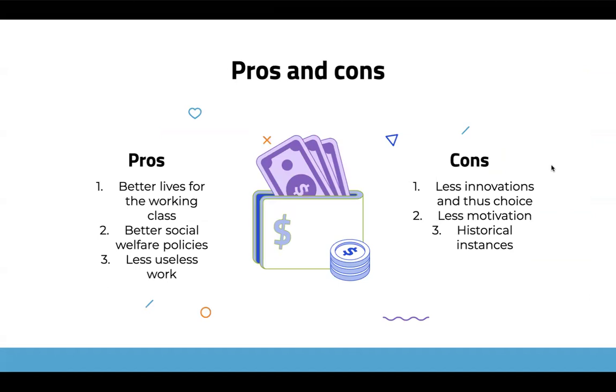And we could look at some pros and cons of this as well, that can and have been used in the debates. So firstly, better lives for the working class, better social welfare policies. Of course, as the proletariat can introduce the social welfare policies that they need the most, and there is less useless work. As we know, a lot of jobs right now are just stuff like consultancy and marketing, which do not create realistic value for the society.